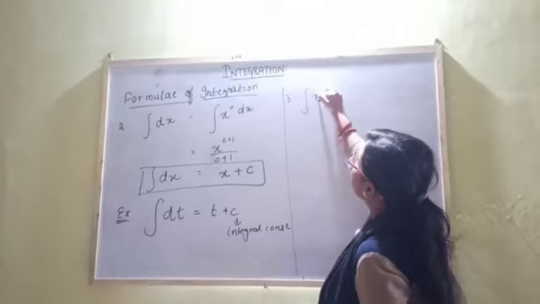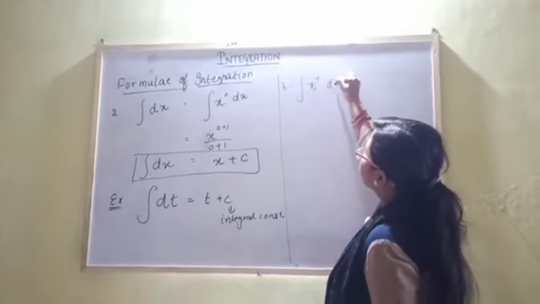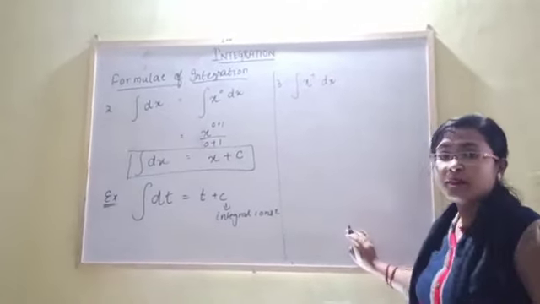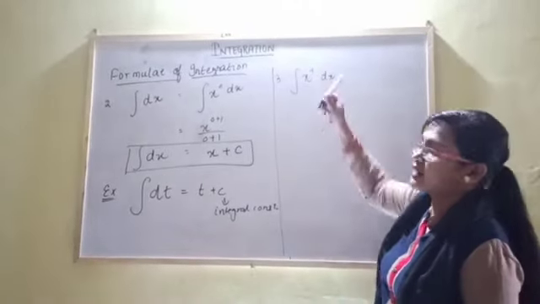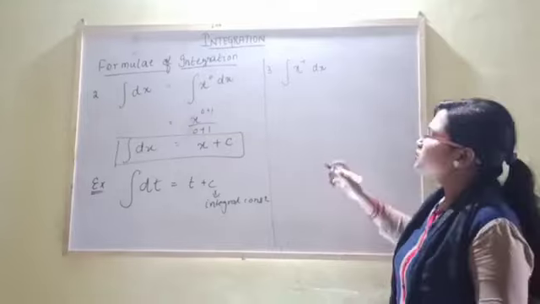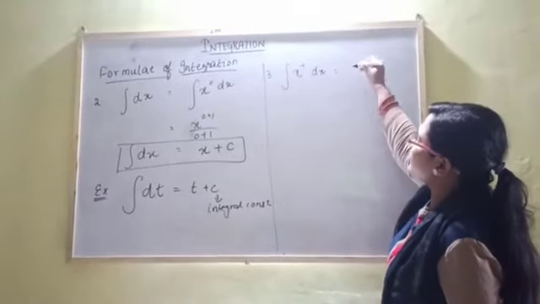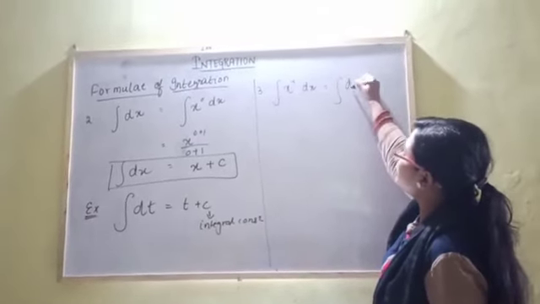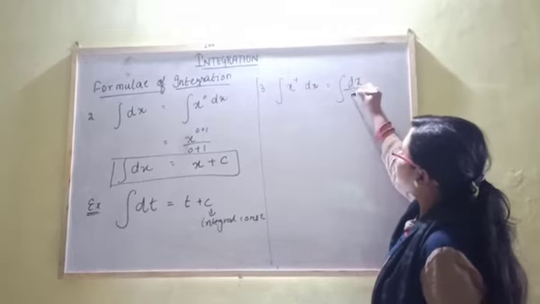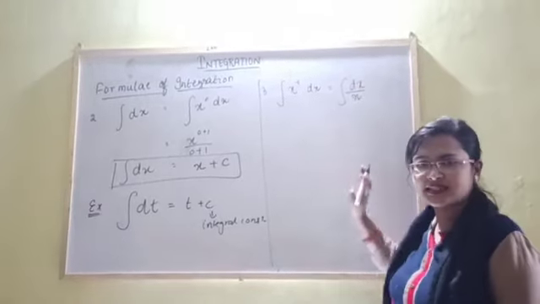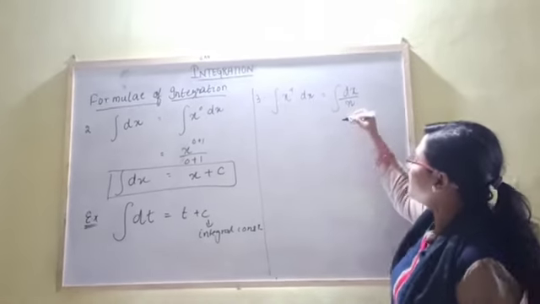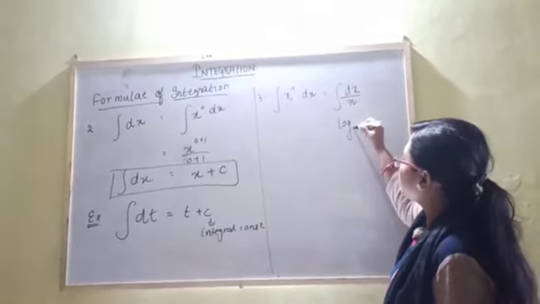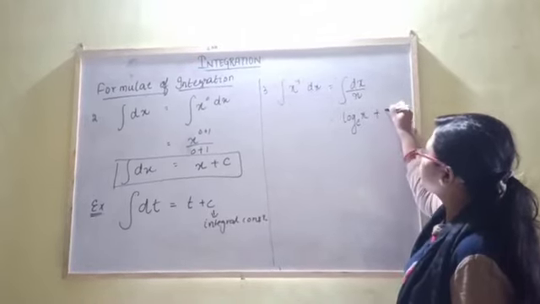Integration of x to the power minus 1 dx. Here we cannot apply the first formula, because the power is minus 1. So this will go like this. I can write it as dx by x, or 1 by x dx. So integration of 1 by x dx equals log base e of x plus c.